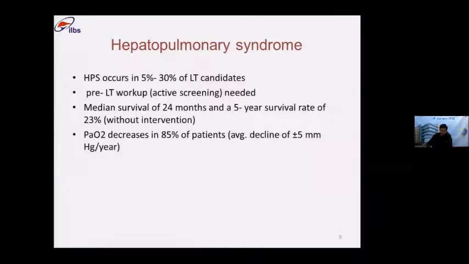So HPS occurs in 5 to 30% of LT candidates. Pre-LT workup is needed because most of the time patients are not symptomatic. Median survival is 24 months and the 5-year survival rate is 23% without any medical therapy or liver transplant. Arterial PaO2 decreases in 85% of patients, and the average rate of decline is around 5 mmHg per year. In my experience, I have seen nearly 1 to 2% desaturation in peripheral SpO2 measured in OPDs.